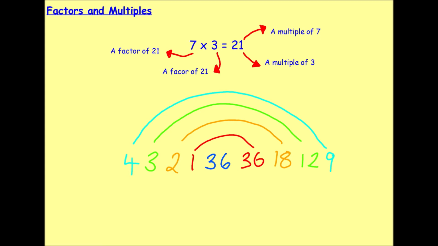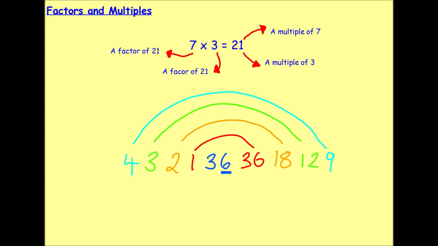Now, my next number would be 5. Is 5 a number that I can multiply by something to get me to 36? 36 ends in a 6, so I know straight away it is not in my 5 times tables because all my numbers in my 5 times tables end in either a 0 or a 5. So I leave that number out. It is not a factor.